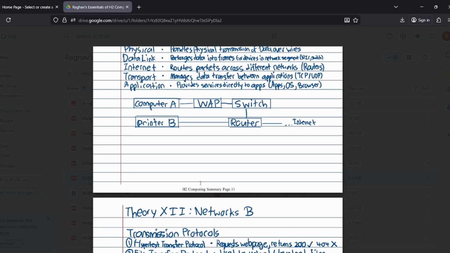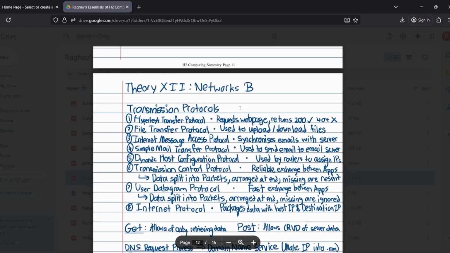And also remember, when they ask you to draw out these maps, you don't need to actually draw the computer or the printer. I did that once. My teacher thought it was kind of funny, but low-key, I didn't lose marks, I think. Whatever. It's fine. Just write computer A, WAP, switch, that kind.